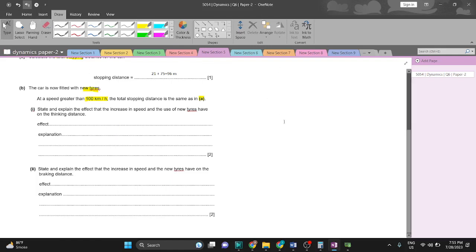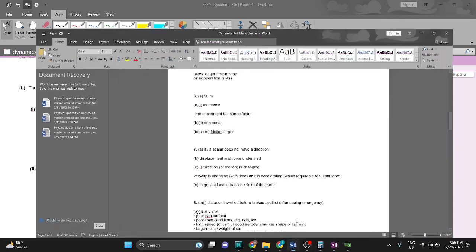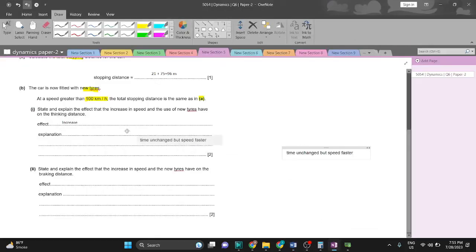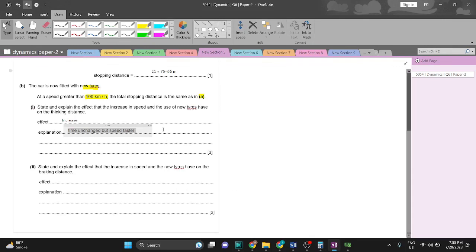So the thinking distance will increase because it is totally reliant on what the speed is. Time unchanged, but speed faster. Speed is equal to distance divided by time, right? And the shorter the time, the more distance there will be, right? So that's exactly how it is. It is explained by that.